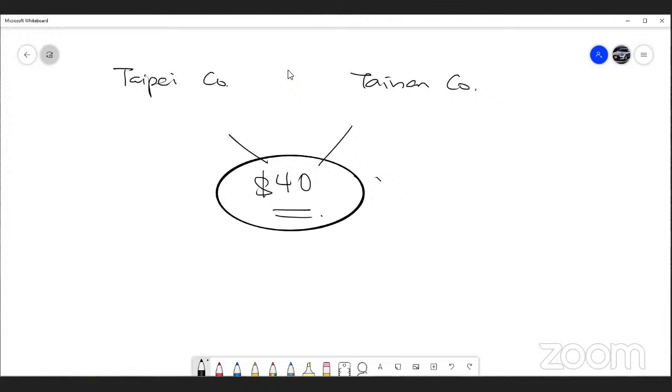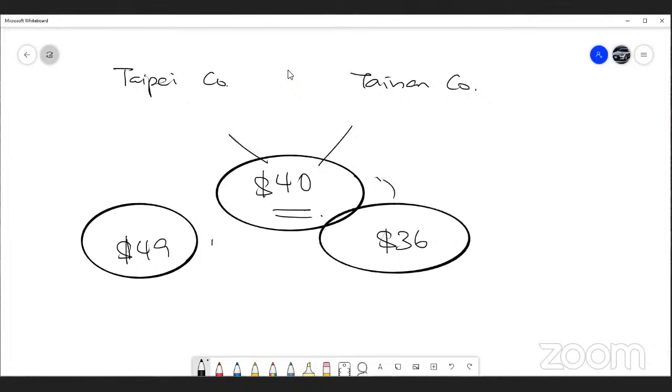So one of the stocks is supposed to be priced at $49. Again, undervalued by $9. They issued at 40, so it's undervalued by $9. It's supposed to be 49. Another one is overvalued by $4. Overvalued means it's supposed to be only 36, but it was made into 40. So one is overvalued, one is undervalued. This is the story here. But you have no way of knowing which is which.